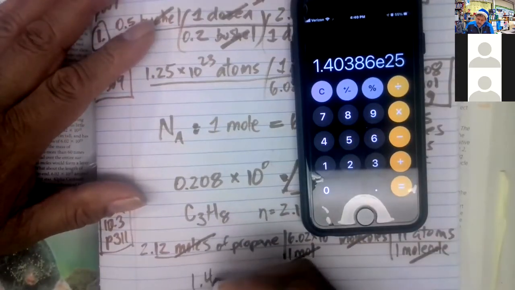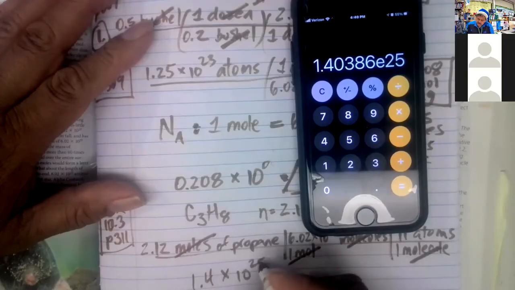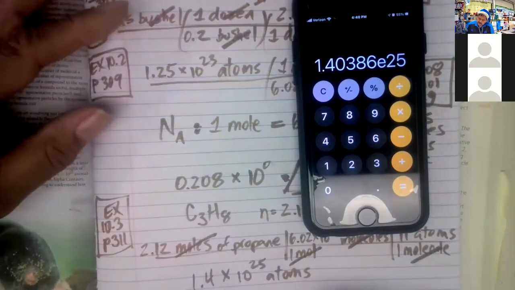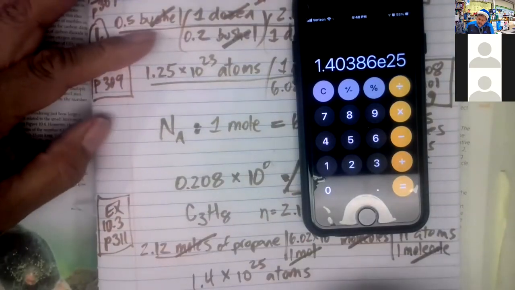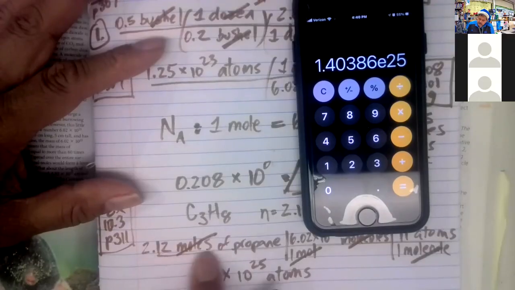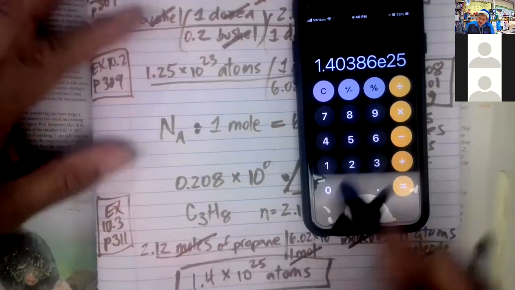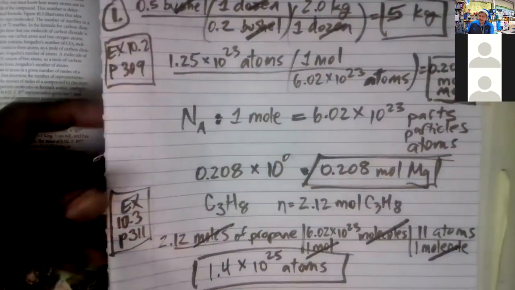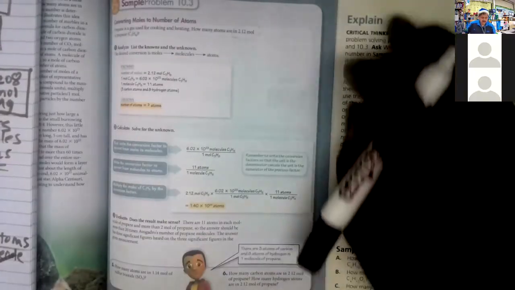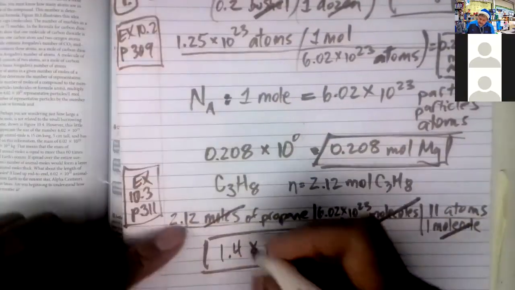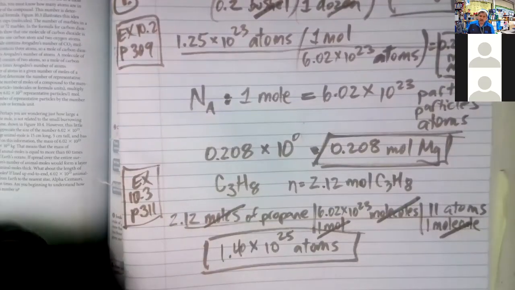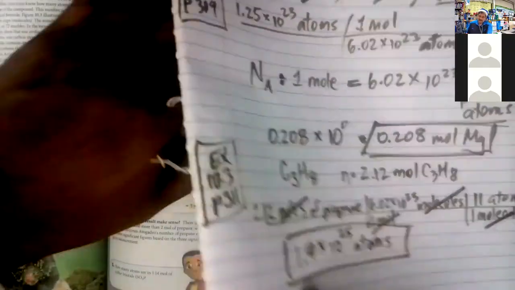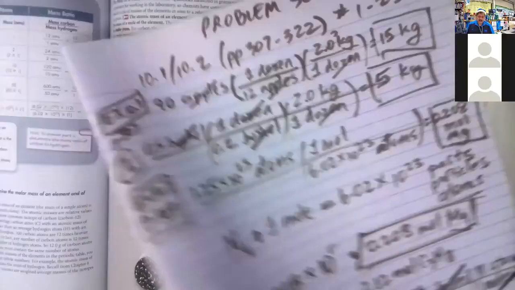So 1.4 times 10 to the 25th atoms is how many atoms we have in 2.12 moles of propane. In the box, my answer. And that is how we do number 3. And let's go. Oops, I said it, but I didn't write it right. 1.40. 1.40 times 10 to the 25th atoms. Okay. All right. So that's how you do that.